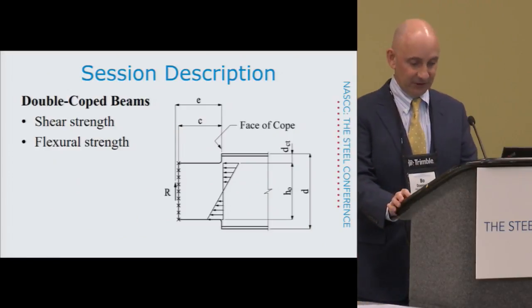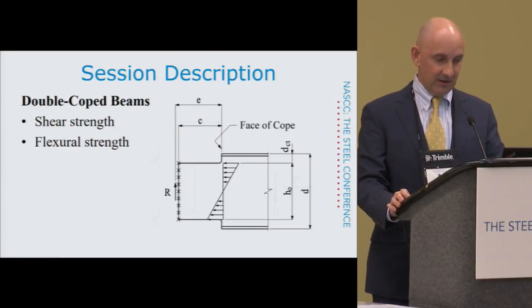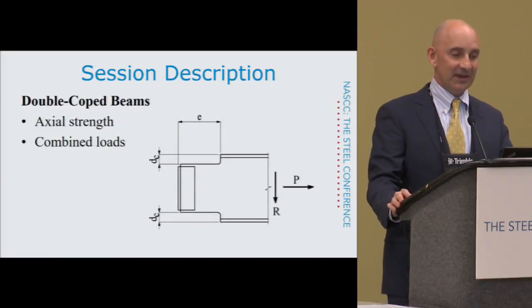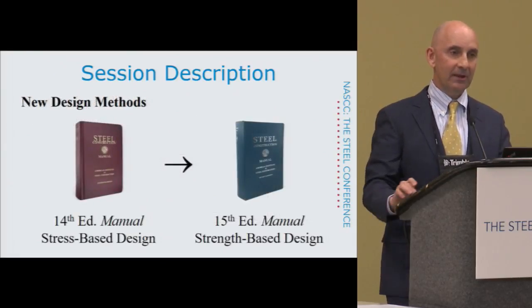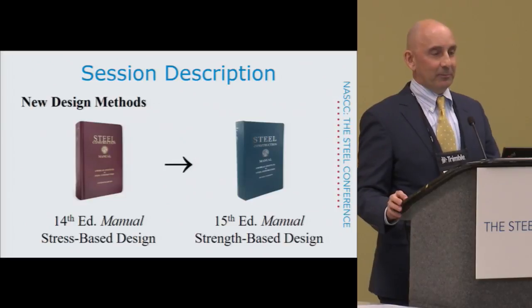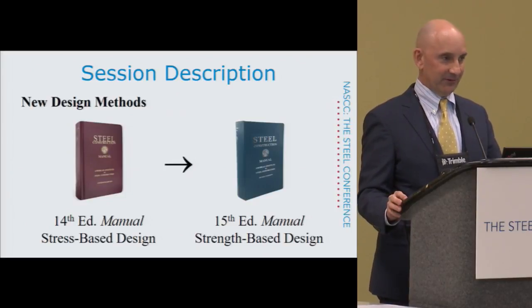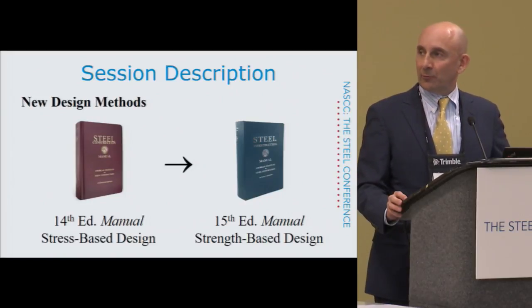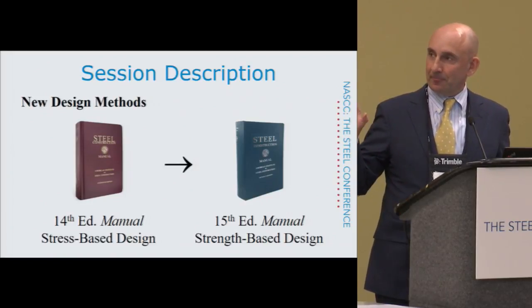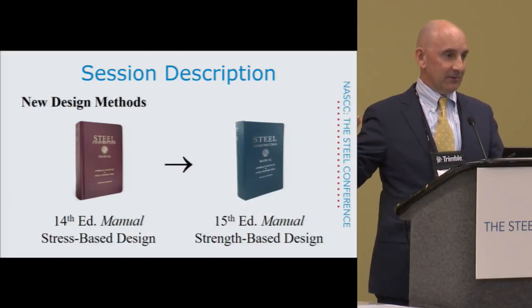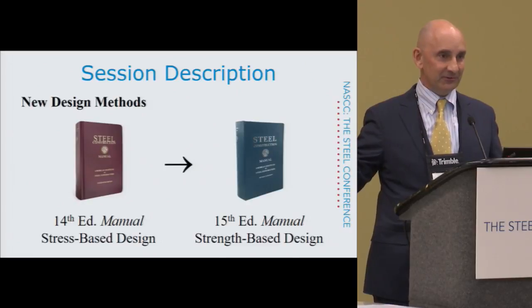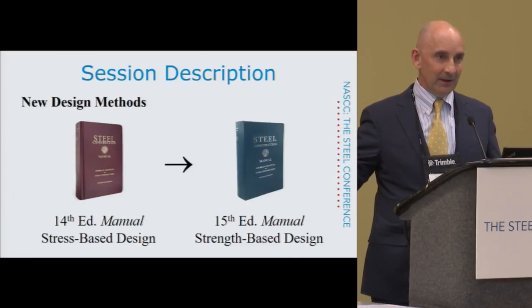And then we're going to do the same thing for double copes. We're going to go over the shear strength, flexural strength, axial strength, and combined loads. Now, this is pretty good timing for this discussion, because what we ended up with, going from 14th edition to 15th edition, is a revised design procedure for both single and double cope beams.